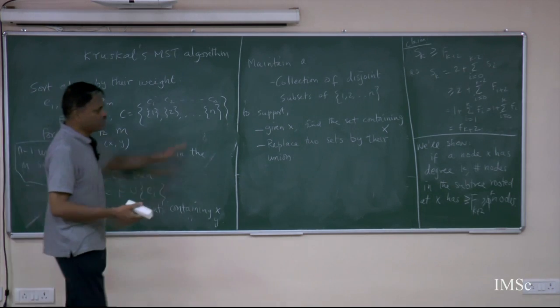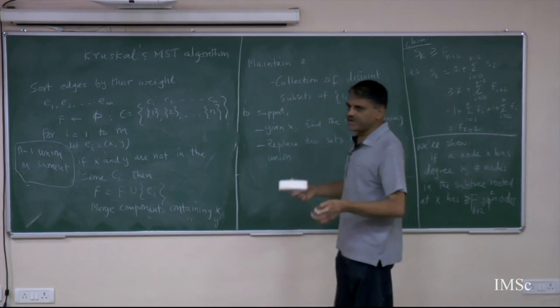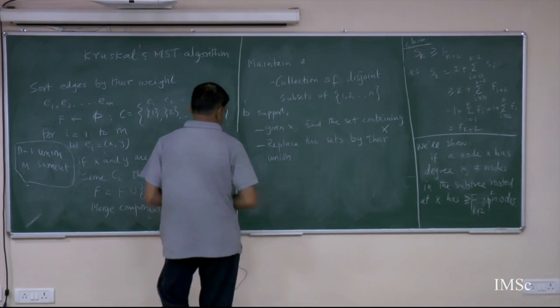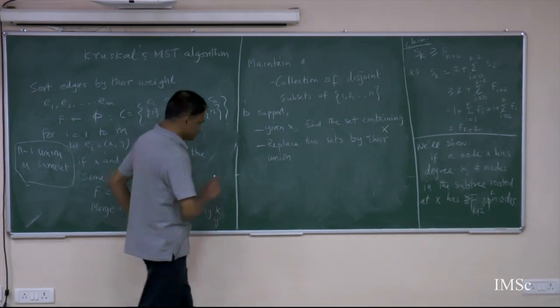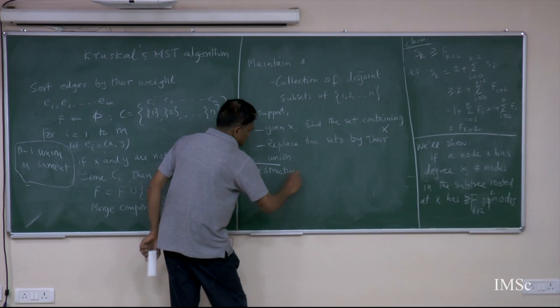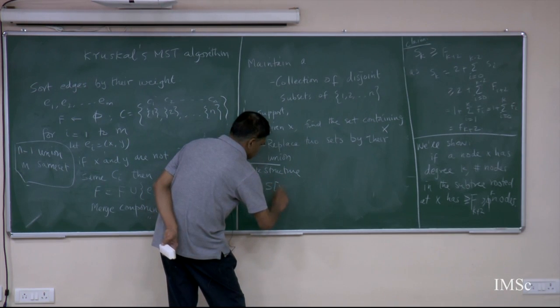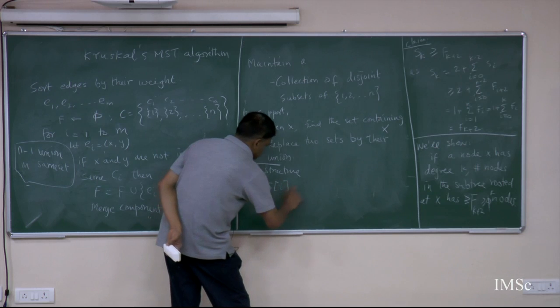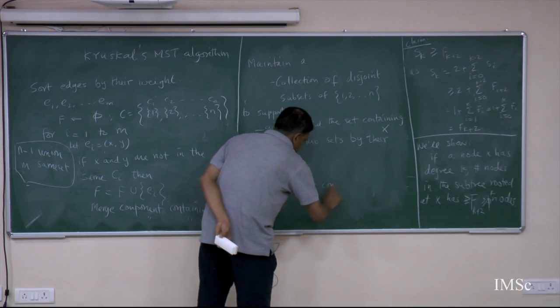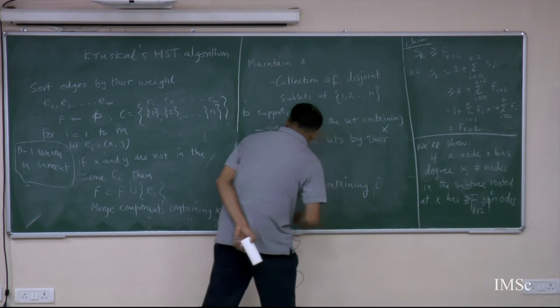Now here's our problem. Let me start with a very simple data structure, and then we'll build slowly. My data structure is just one array.